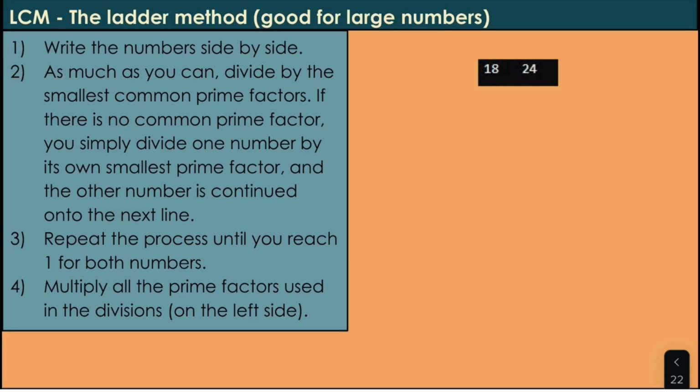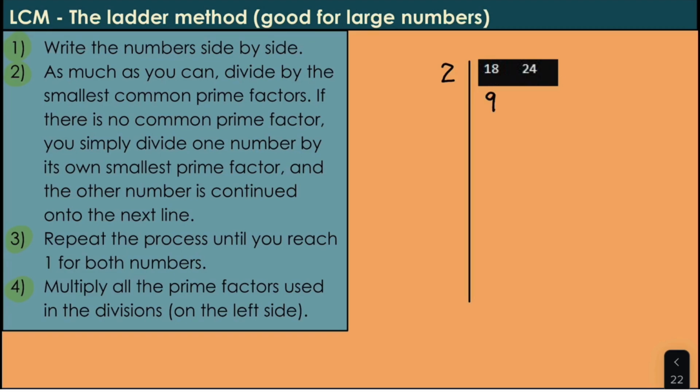For large numbers, it is useful for us to know the ladder method. And we simply follow these 4 steps that we have on the left-hand side. So we have our numbers side by side. Step number 2, divide by the smallest common prime factors. So the smallest common prime factor is 2. So we divide both of them by 2.